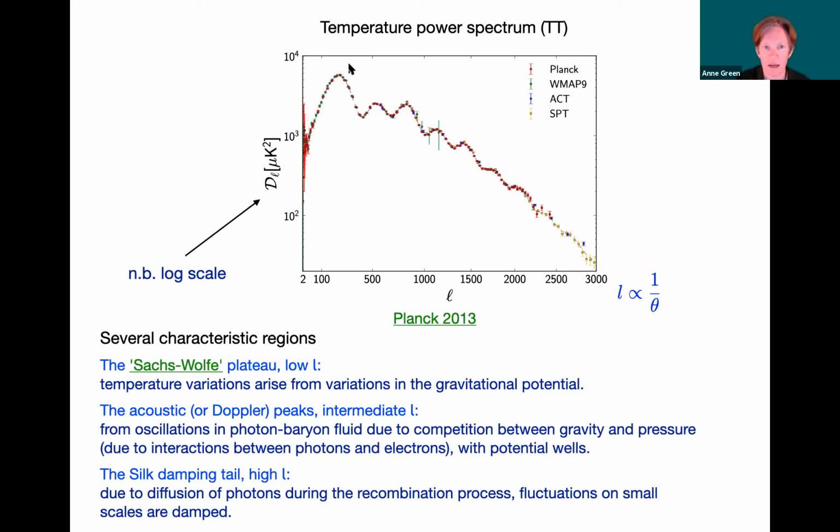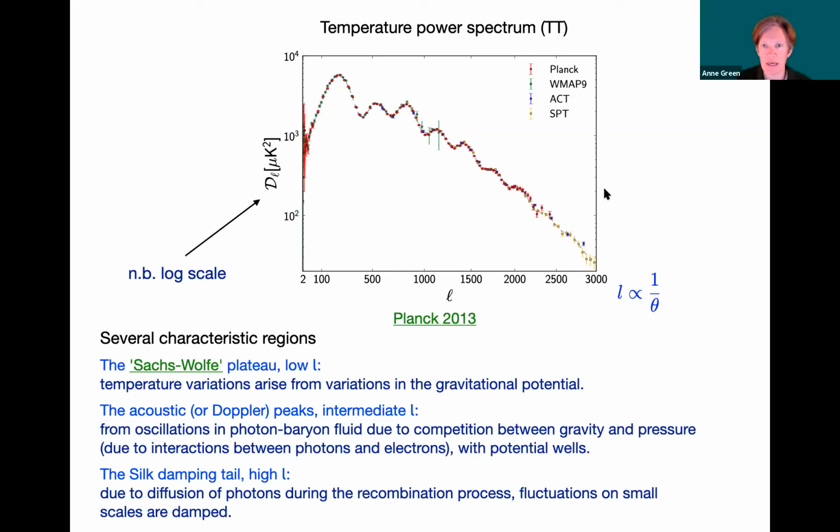And then the final thing, which is more clear on this log plot of the angular power spectrum, is that when you go out to large l, or equivalently very small angular separations, we're getting to small regions of space, and this process of the photons decoupling doesn't happen suddenly. There's a period of time in which the photons diffuse around, and so you get what's called the Silk damping tail, where the fluctuations are sort of erased on small scales.